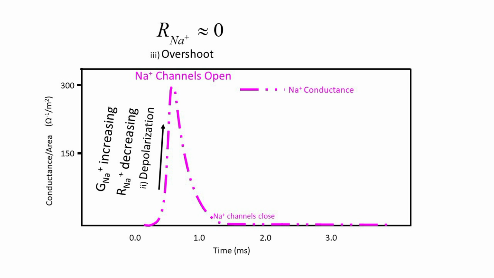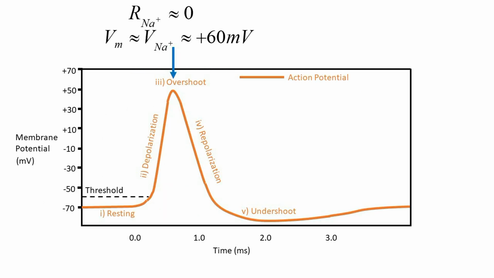This graph of conductance with time shows the effect of first opening and then closing the sodium voltage-gated channels. Opening channels reduces resistance and enhances conduction for sodium ions. In the extreme case where sodium ion resistance is negligible, overshoot is achieved and the membrane potential becomes approximately equal to the plus 60 millivolt sodium Nernst potential.